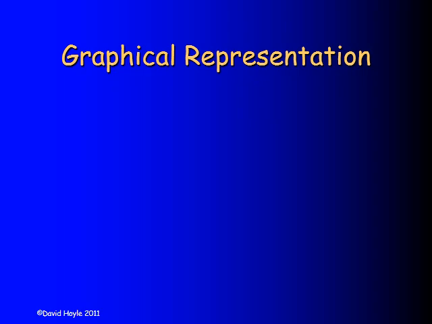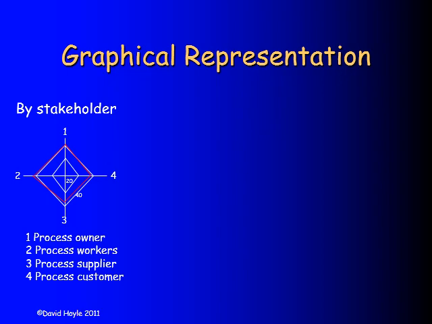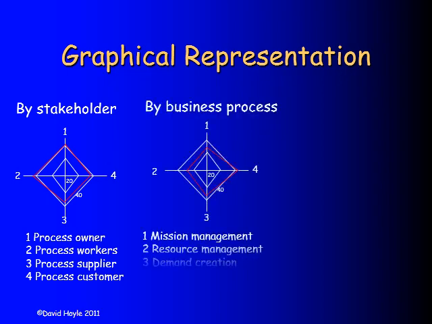We can present the results graphically using a radar chart, in several categories. First of all, by stakeholder. So here we have process owners, workers, suppliers and customers. And this shows a fairly uniform result. In other words, there's quite good alignment between the four. Or by business process: mission management, resource management, demand creation, demand fulfillment. And in this case, we seem to get better alignment on the demand fulfillment than the others.